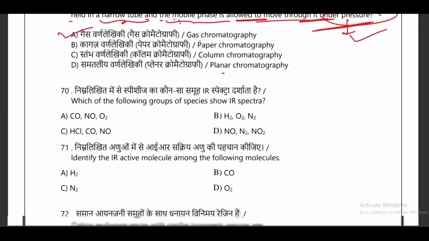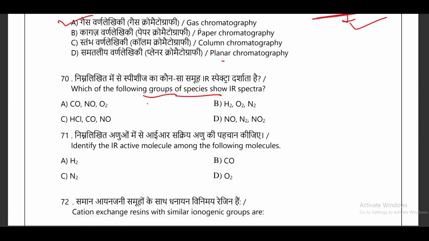In the last question, which of the following groups of species show IR spectra? In this case, C option is your correct answer, because in the other options homodiatomic molecules are present. For a molecule to be active in the IR spectra, it should possess a permanent dipole moment. So in options A, B and D, there are homodiatomic molecules which are IR inactive, so they don't possess a permanent dipole moment. That's why in this question C option is your correct answer.